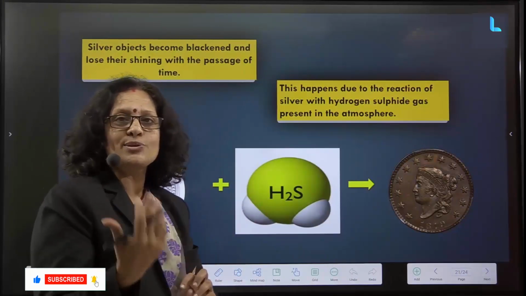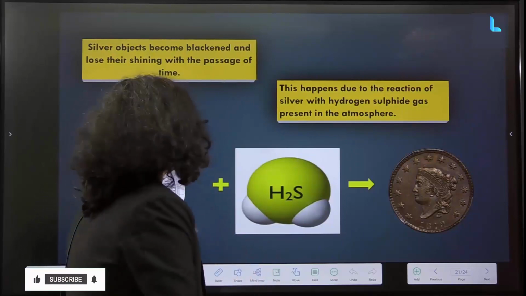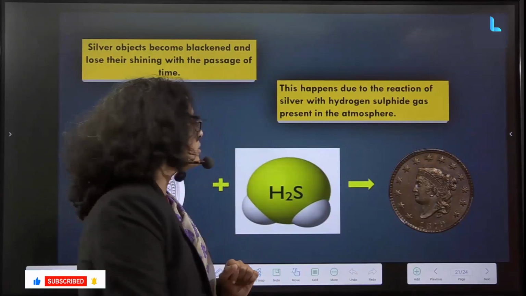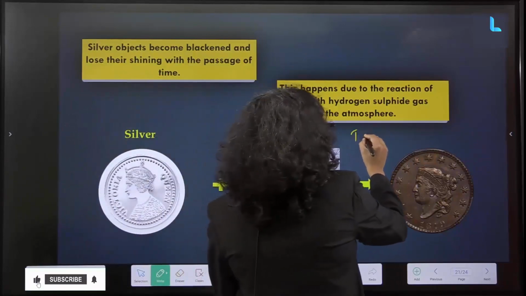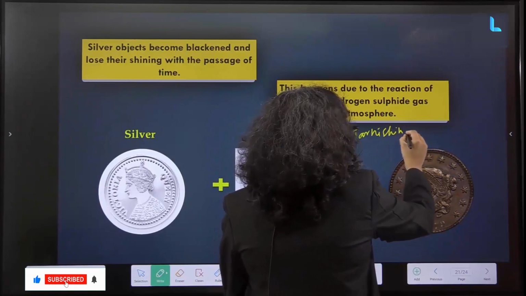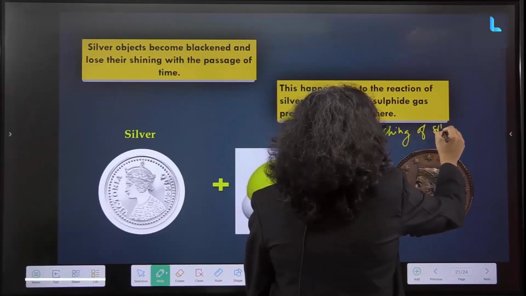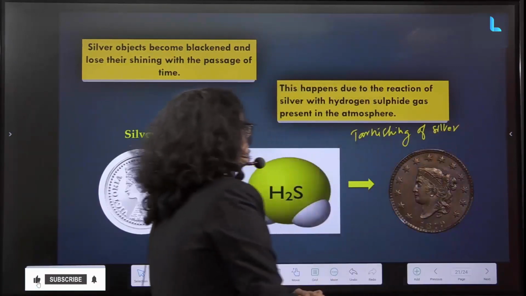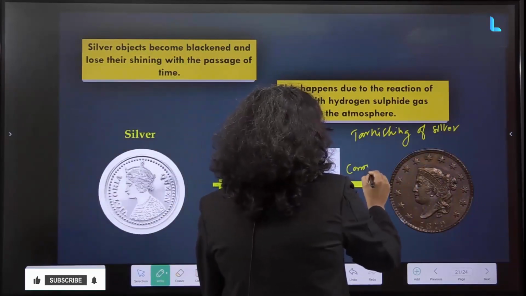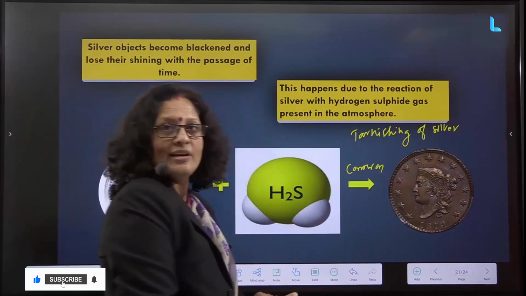Then we can see one more example. All of you know the silver articles which you are using at home. If silver articles are not cleaned periodically, they will start turning black. This is called tarnishing of silver. Tarnishing of silver is also a type of corrosion, an example of corrosion only.